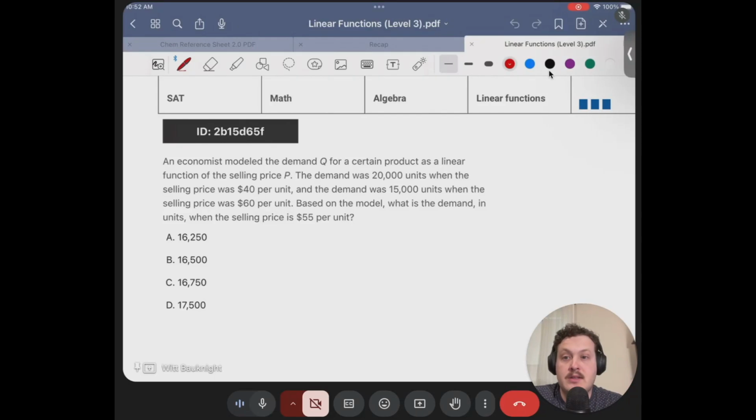We are going over the level 3 hard difficulty of linear functions. I'm going in blind. I haven't looked at these questions ahead of time, so we'll see how I do. After I'm done recording, I'll check these answers too.